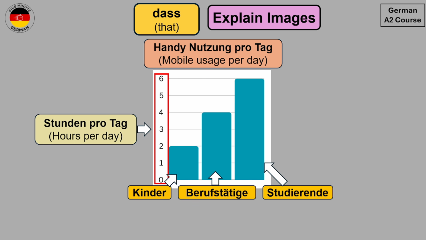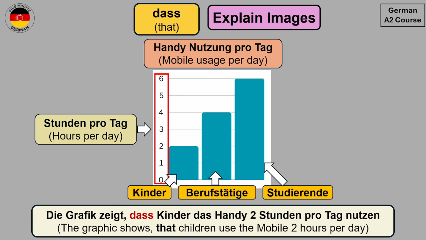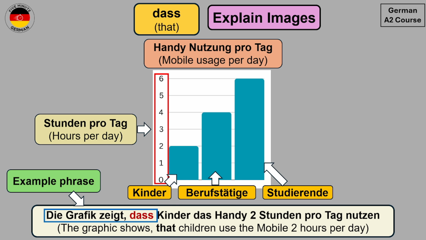Now I can explain this image by saying, Die Grafik zeigt, dass Kinder das Handy 2 Stunden pro Tag nutzen. The graphic shows that children use the mobile 2 hours per day. So you see that we have used thus to explain this graphic. And the first part of this sentence is an example phrase which you can use if you want to explain any other image as well.